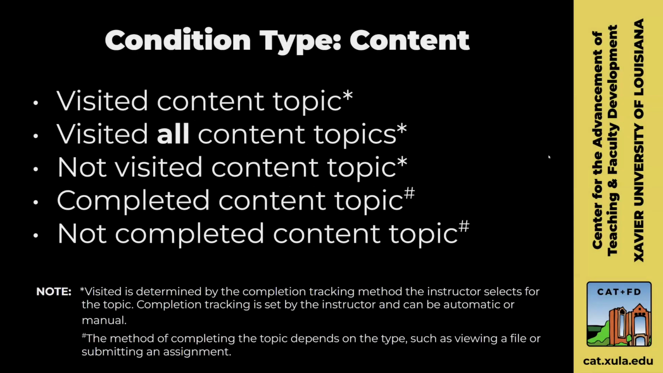And with content, when you're looking at that, your options are the learner has visited the content topic or not visited the content topic. Did they visit all the content topics? Did they complete or did not complete? Visited is determined by the completion tracking method that you select for the topic, and the completion tracking can be automatic or manual.